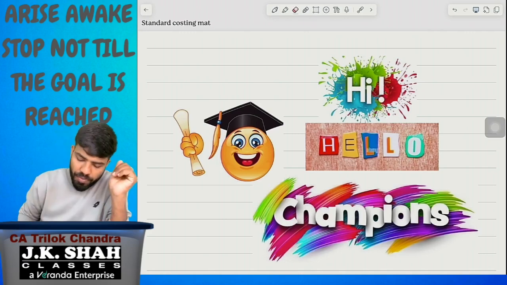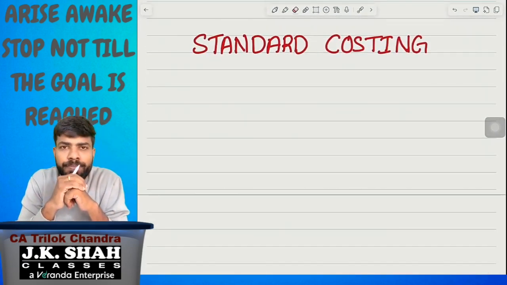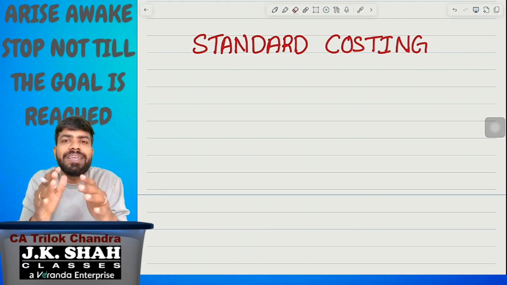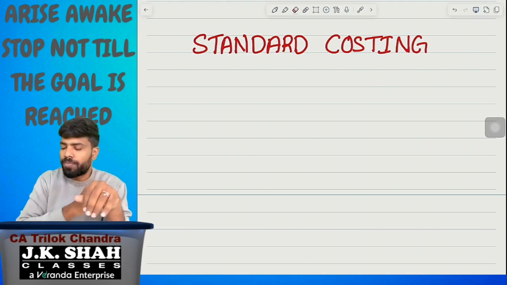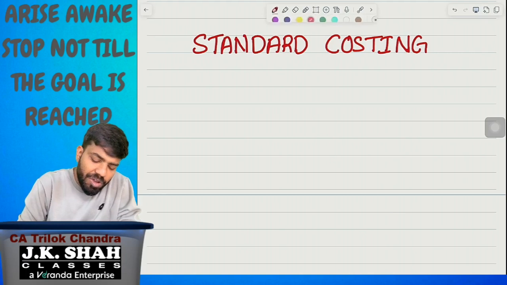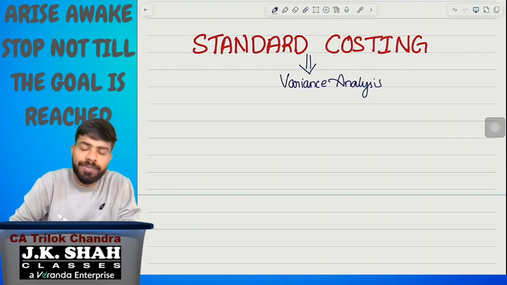Today we are going to start with the chapter called standard costing. Let us have the introduction to this chapter and elaborately we'll do the questions based on the material costing. Now, listen to me carefully. What is standard costing and what we are going to study in this chapter? This chapter is also called variance analysis. This topic is also called the variance analysis.